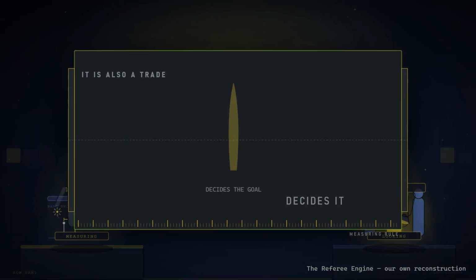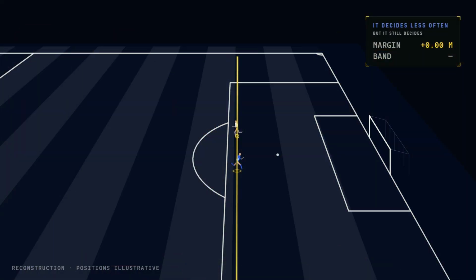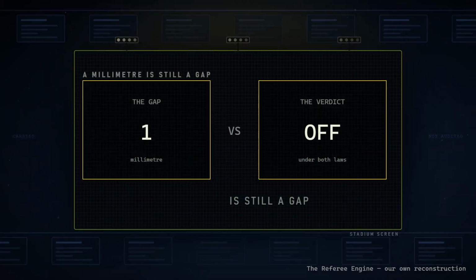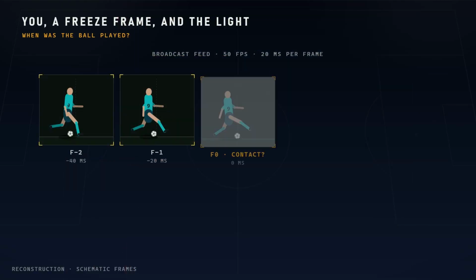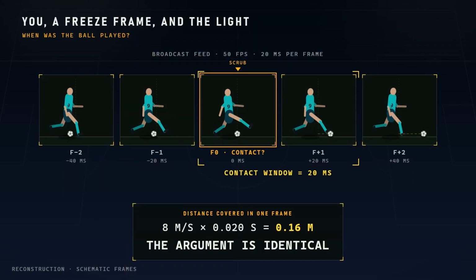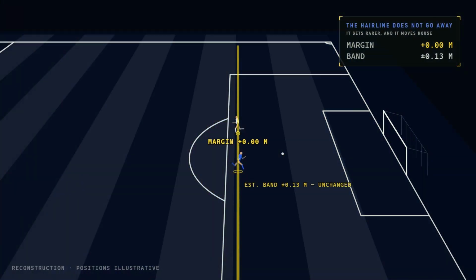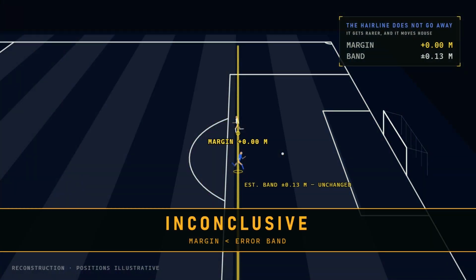It is also a trade. Under the current law, a fraction of a centimeter decides who scores. Under the trial law, it decides less often, because a gap of 1 millimeter is still a gap. And when it happens, your argument will be identical. You, a freeze frame, and whether you can see light. The hairline does not go away. It gets rarer, and it moves house.